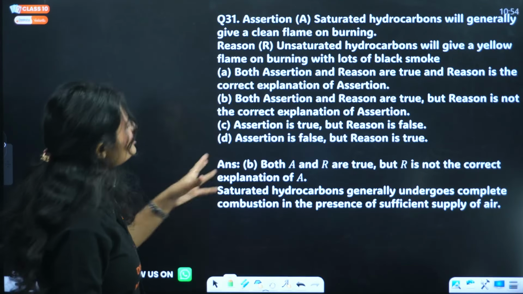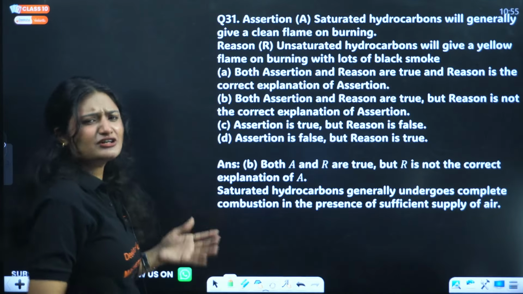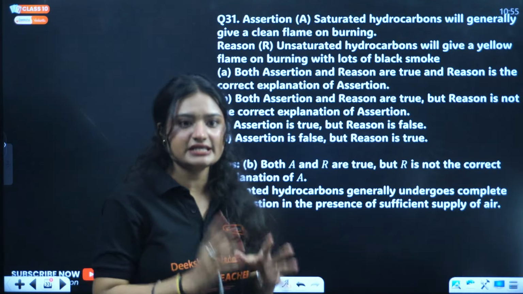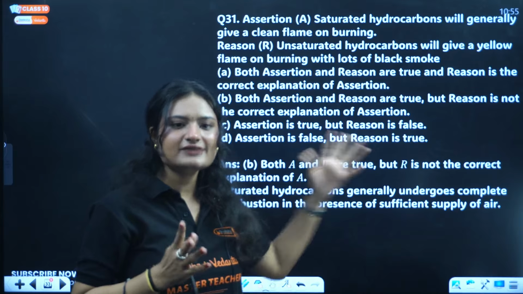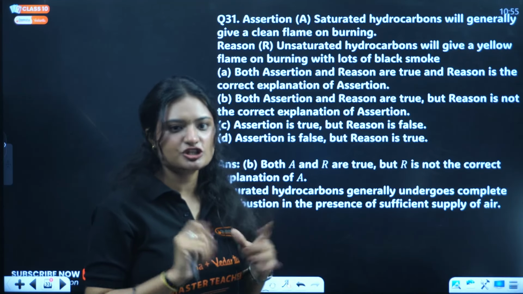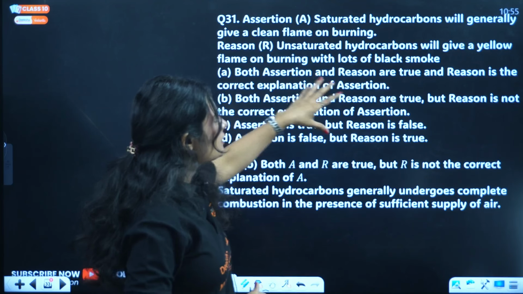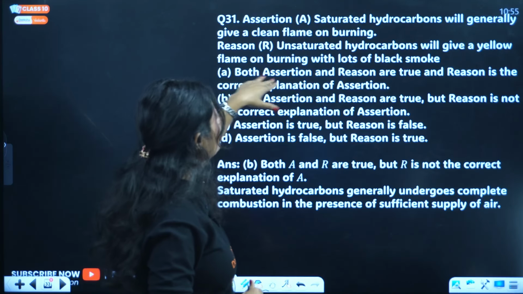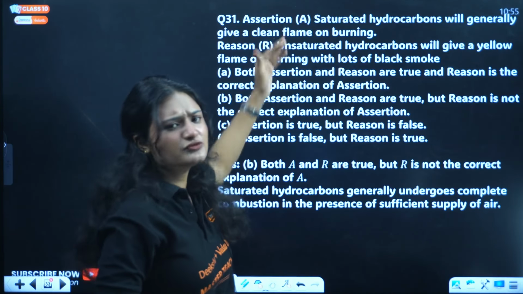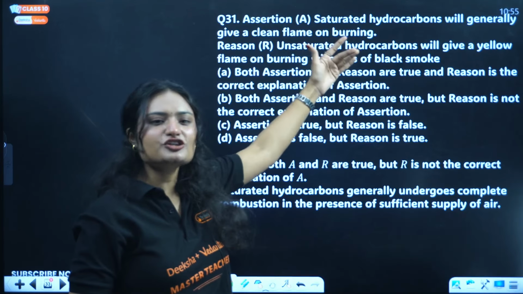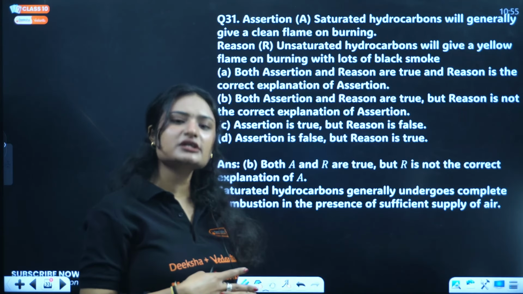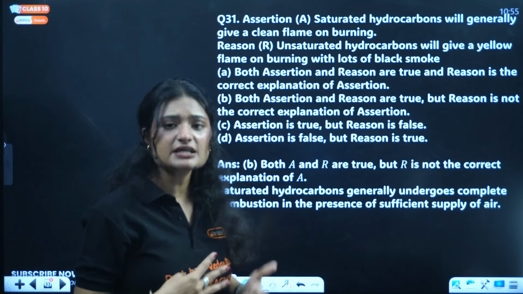Assertion says saturated hydrocarbons will generally give a clean flame on burning. Yes, generally. The word used is generally. Yes, they do. But sometimes they can give yellow flame also if the oxygen supply is not sufficient enough. Unsaturated hydrocarbon will give a yellow flame on burning with lots of black smoke. Yes, they do. But what is the assertion? What is the reasoning? In assertion, we are talking about a saturated hydrocarbon, and in reasoning, we are talking about an unsaturated hydrocarbon. Both statements are correct.